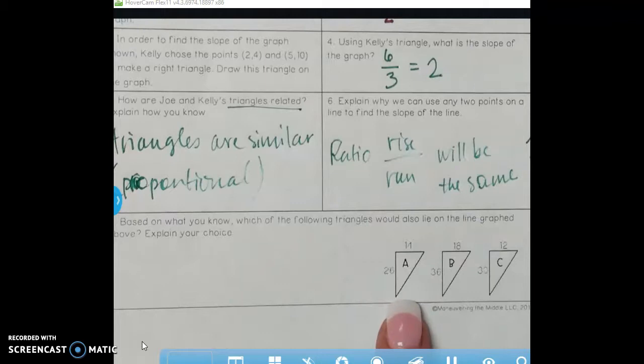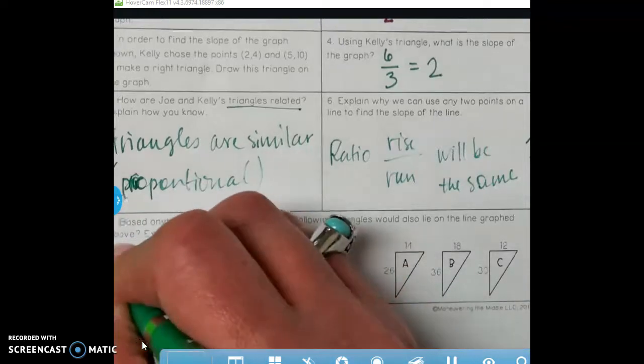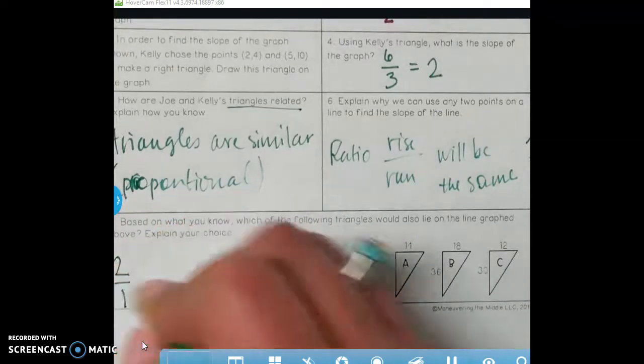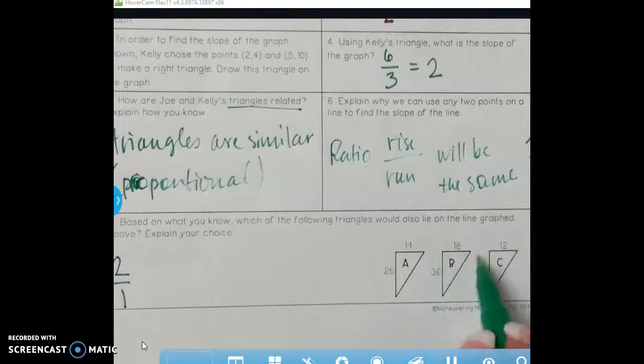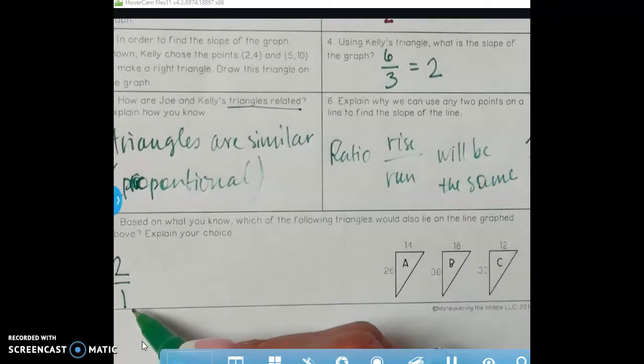So here's what I really want you to consider. When we look at these triangles, all of these triangles look identical. So we cannot trust the picture. Sometimes you're like, oh no, it doesn't look like it could work. Well, you need to put the numbers to work. So what we're going to do is look for the ratio of 2 to 1, and line up these triangles to see if they can simplify to this ratio.